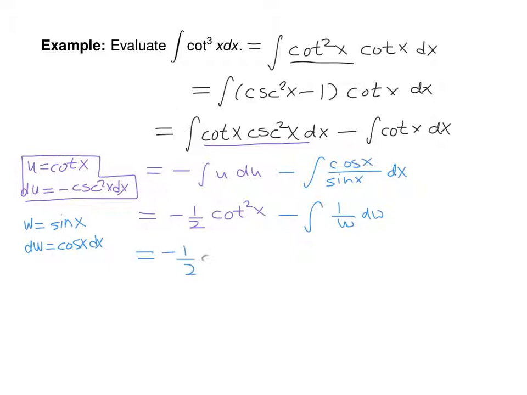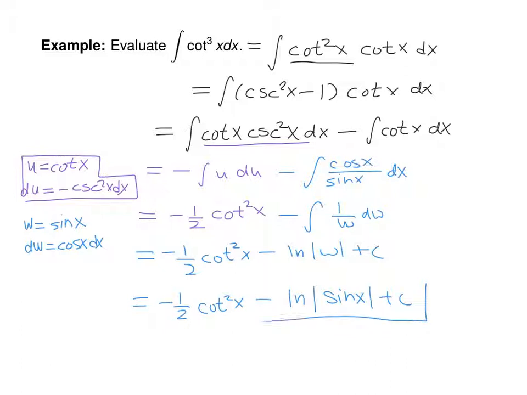Negative 1/2 cotangent squared x minus ln, absolute value of w, plus c. And our w is sine. So negative 1/2 cotangent squared x minus ln, absolute value of sine x, plus c. Now there might be other methods to integrate this function. This is the one that I came up with, I thought was the easiest. If you think you've fallen short of a solution, you're welcome to let me know and I'm willing to take a look at it.